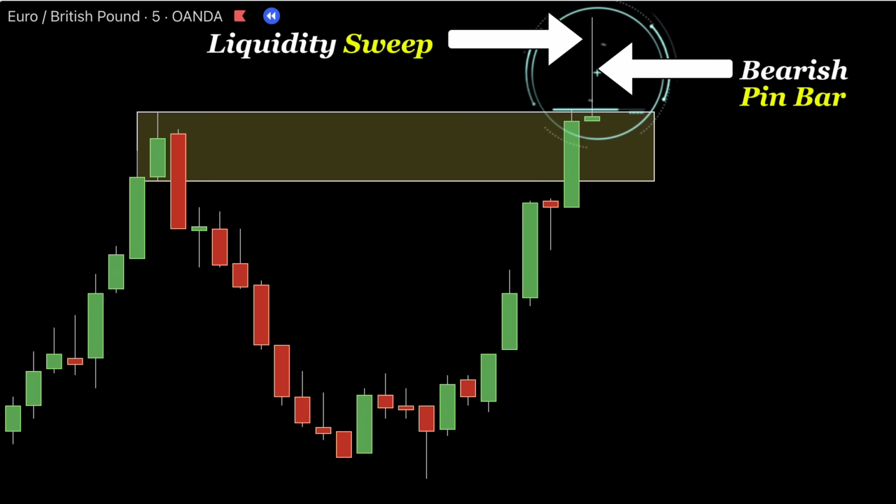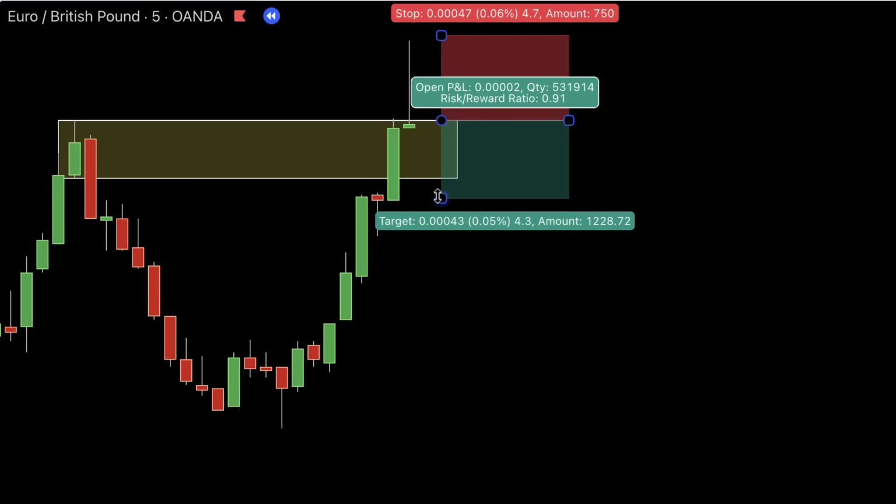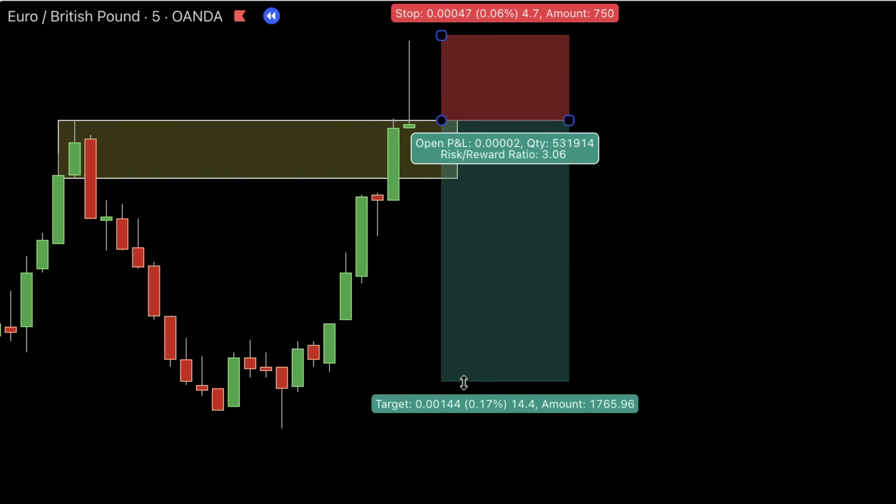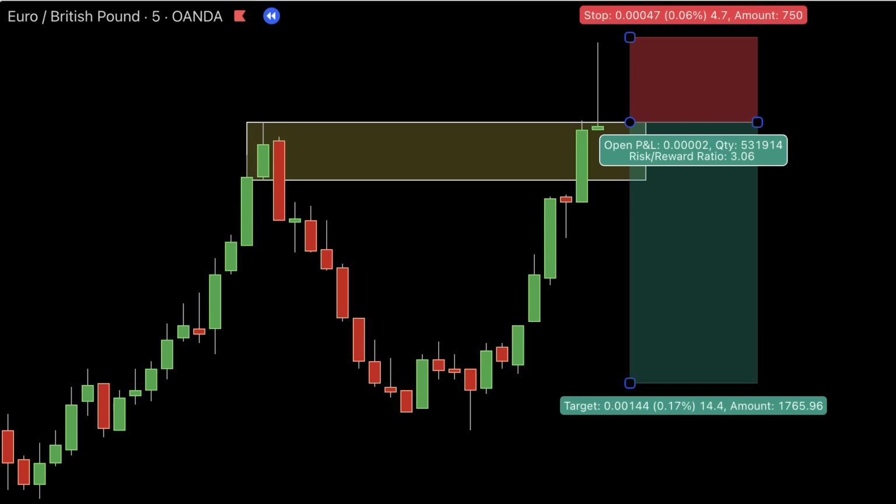Here's how to execute the trade. Place the entry at the close of the bearish pin bar, once the liquidity sweep is confirmed. Position the stop loss just above the pin bar's wick to control risk. Set the take profit target at the next support level.